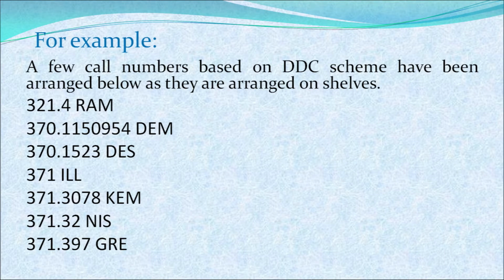Then we reach 370.115095, where the book is from education, from India, and then DM is the author, the first letters of the author's name. This whole thing is the call number. Like that only we arrange them in the libraries. From 100 we start, and then we go on subdividing: 370 will be first, then 371, then 371.3, and finally we arrange them likewise.